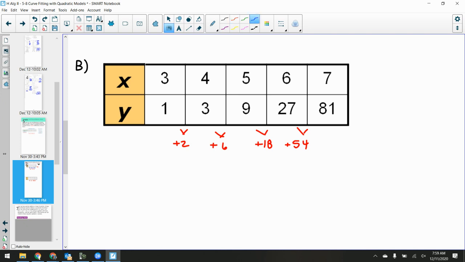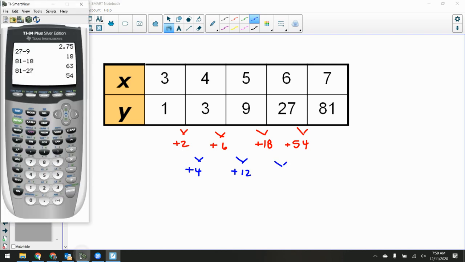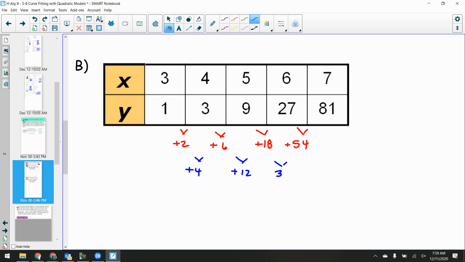Let's check to see if it would be quadratic. I'm going up by 4, up by 12. The difference between 54 and 18 is 36. Is it quadratic? No. I could have stopped at 12, right? I saw 4 and then 12. We know that it's not quadratic. We don't know what this thing is, but at least it's not quadratic.